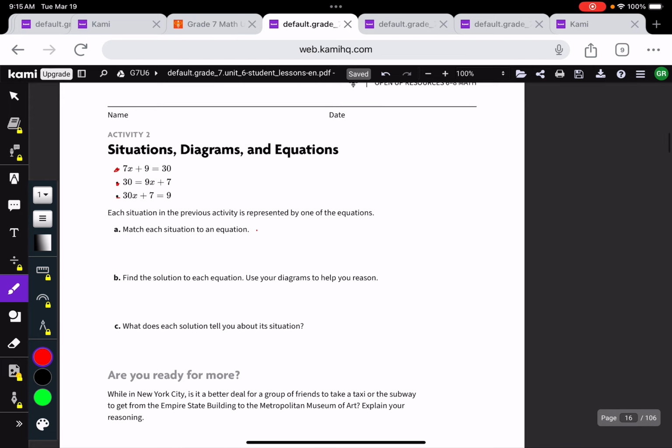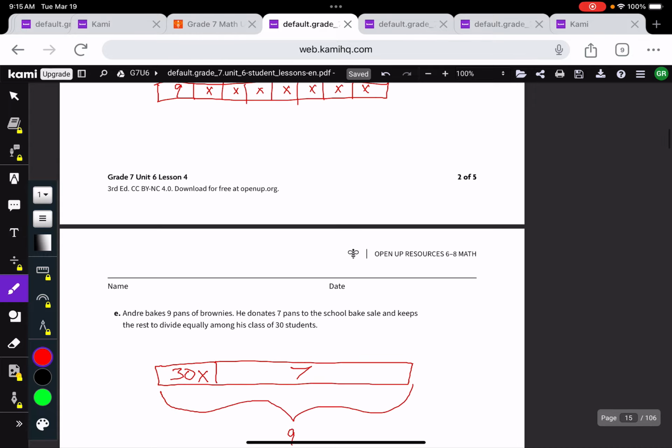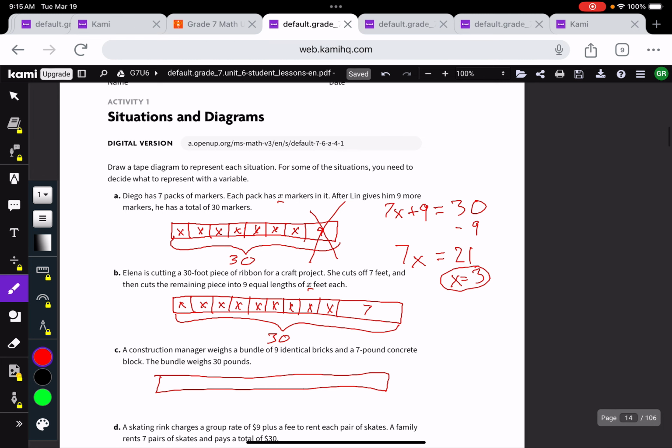Part 2 down here says we matched it. We found a solution. Now we need to say, what does that even mean? X equals 3. So what? What does that even mean? We need to write it, and maybe we'll write it up here. So what does that mean? 3 is what? The number of pillows on the bed, the number of people getting on a boat. Well, in this case, it's not just 3 markers.